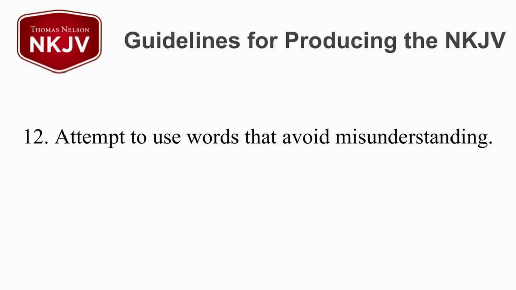And that helps just to make the meaning a little bit more understandable. Number 12, attempt to use words that avoid misunderstanding. So again, there are words in the King James Version that maybe years ago meant one thing, but today mean something very different. And sometimes we can misunderstand because the word usage has changed so much.